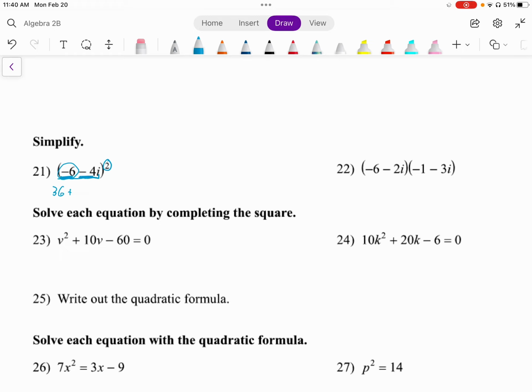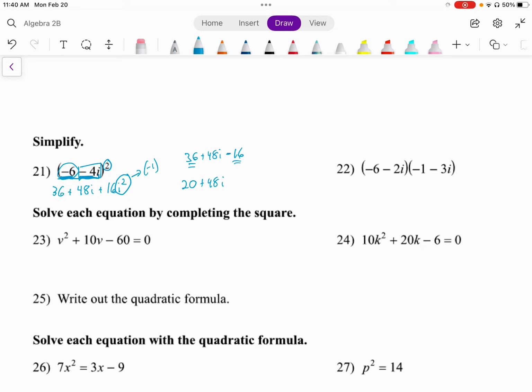Well, -6 times -4i is 24i, but then we double it, so it's 48i. And then the last thing we do is square this one. Well, -4i squared. A negative squared is 16, so 16i squared. However, we remember i squared is -1. And so we have 36 plus 48i minus 16, because we do 16 times that -1. Adding like terms, we get 20 plus 48i.